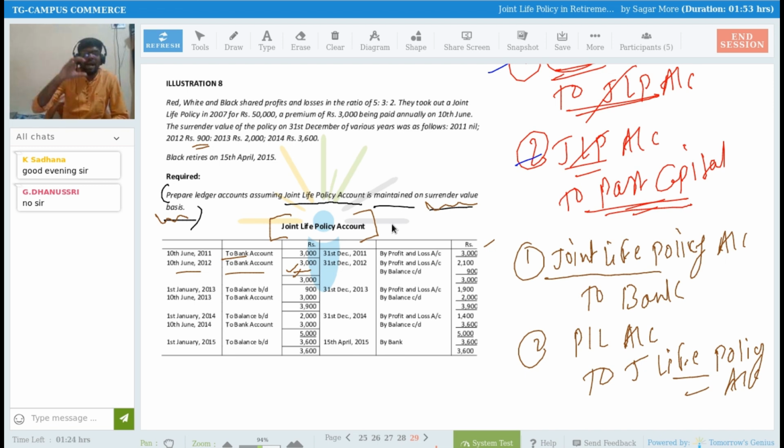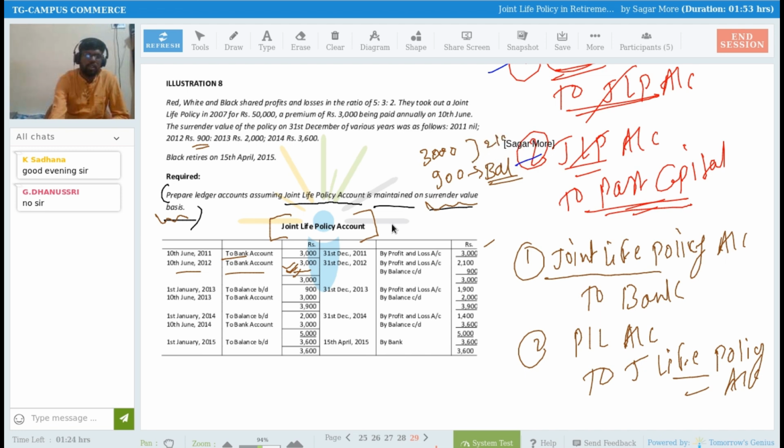So that is nothing but your balance carried down will be your surrender value and balance amount. See, you have paid 3,000 rupees. And if you surrender your policy today, you will get how much? You will get only 900 rupees. So that 900 is nothing but the balance of the policy. Whatever policy you have taken, the balance of that policy is 900 rupees. So what is the difference between these two?